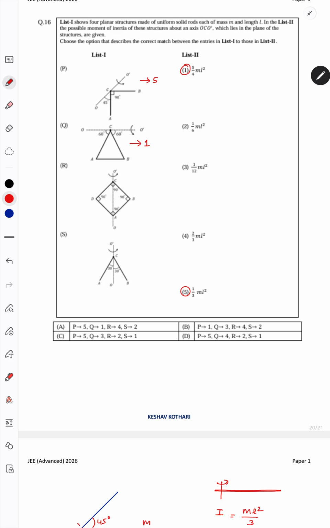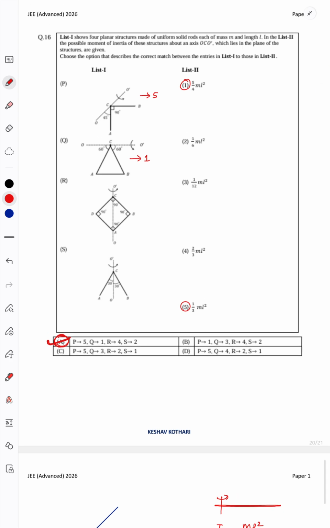So if we say P matches with 5 and Q matches with 1, we are only getting one alternative over here. So for problem number 16, alternative A is correct. So we are going with alternative 1 for problem number 16, which is match the column, Paper 1 JEE Advanced 2026.